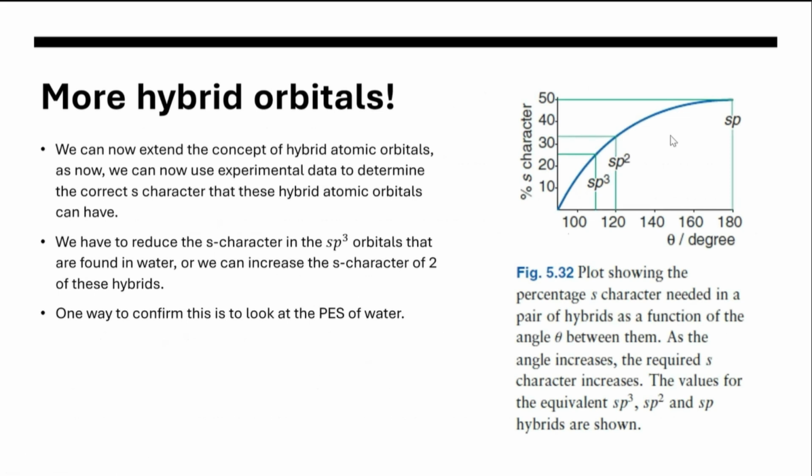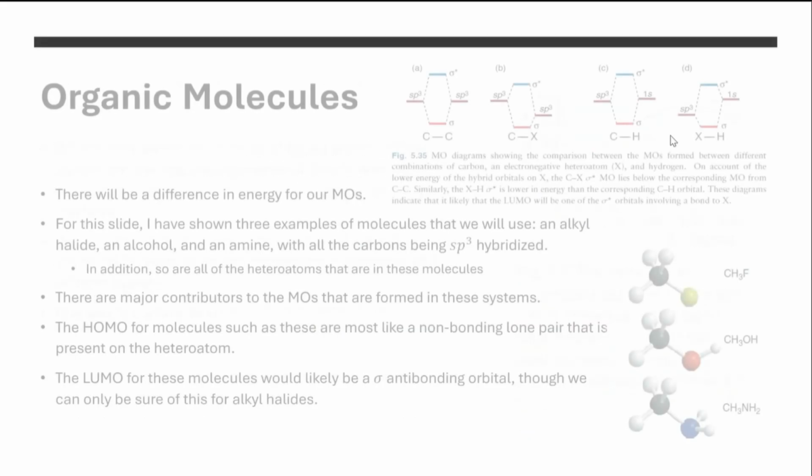So let's take the example of water. The bond angle is 104.5. So we can either reduce the s character in each of the sp3 orbitals, or we can increase the s character of two of those hybrids. And one way to confirm this is to look at the PES of water, or the photoelectron spectrum of water, which I won't get into.